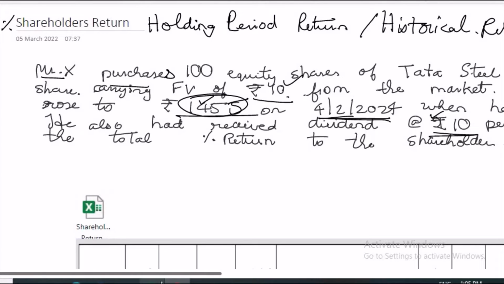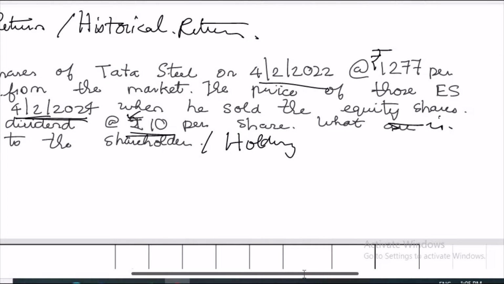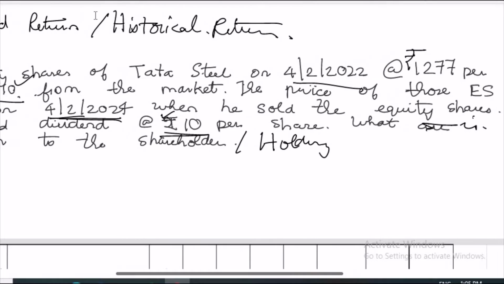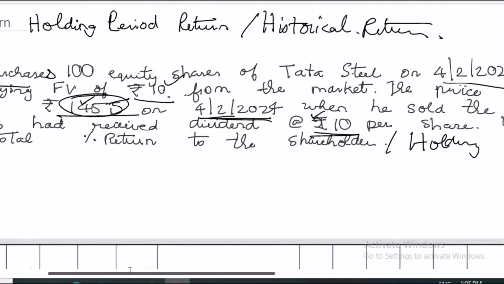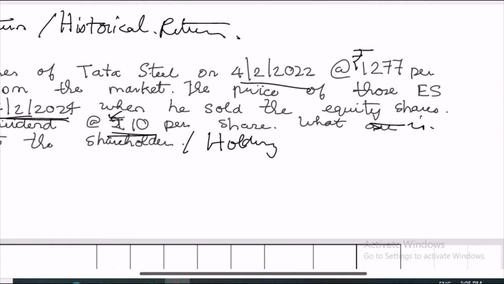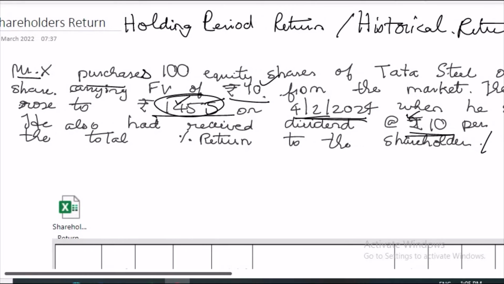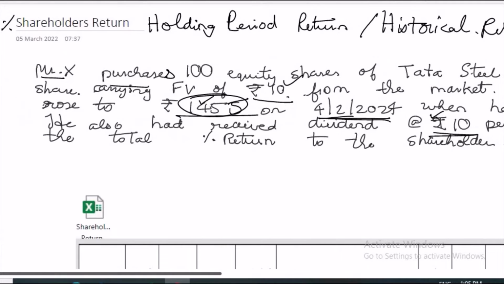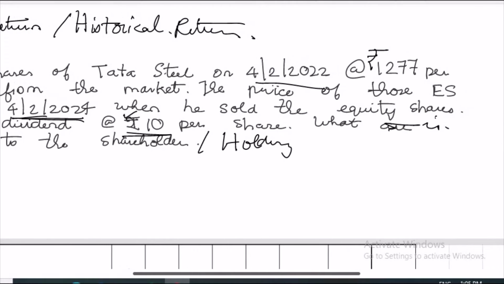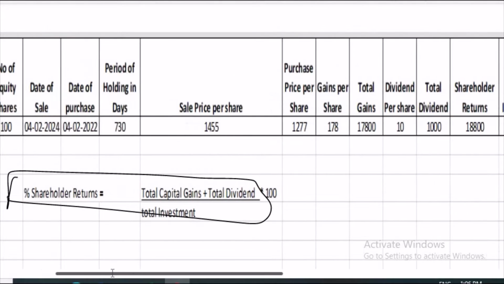Mr. X purchases 100 equity shares of Tata Steel on 4/2/2022 at rupees 1,277 per share, carrying a face value of 10. The market price of those equity shares closed at rupees 1455 on 4/2/2024. When he sold the equity shares, he also received a dividend of rupees 10 per share. What is the total percentage of return on shareholders?